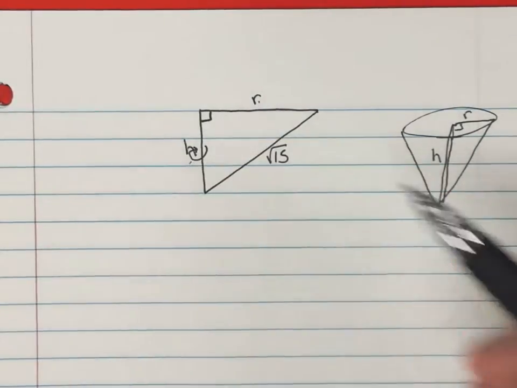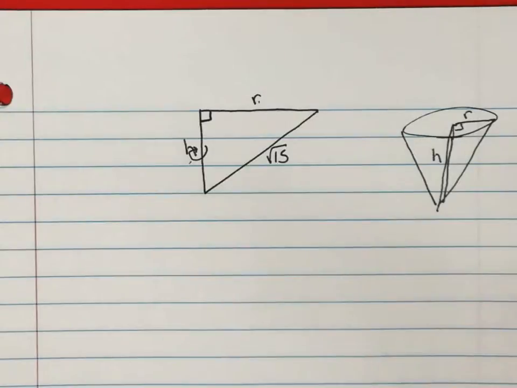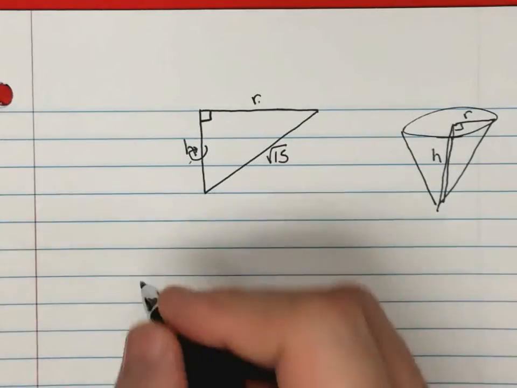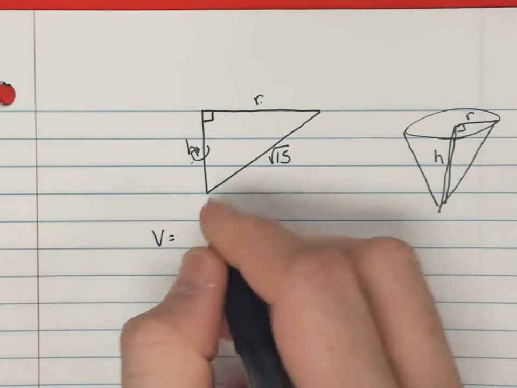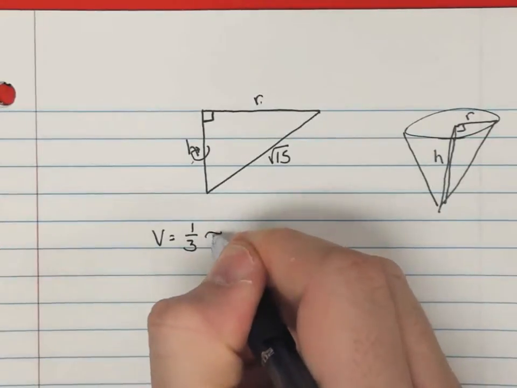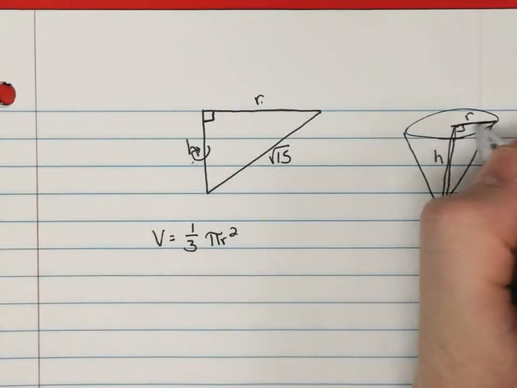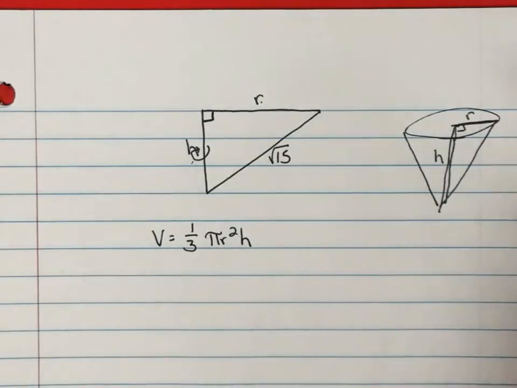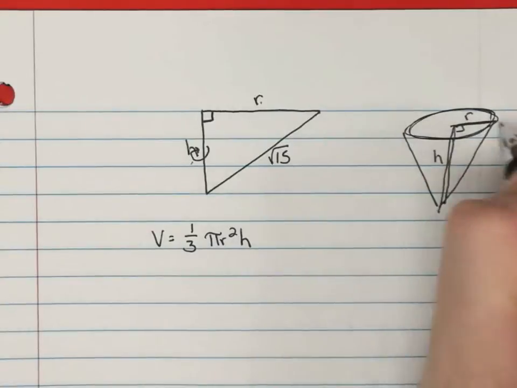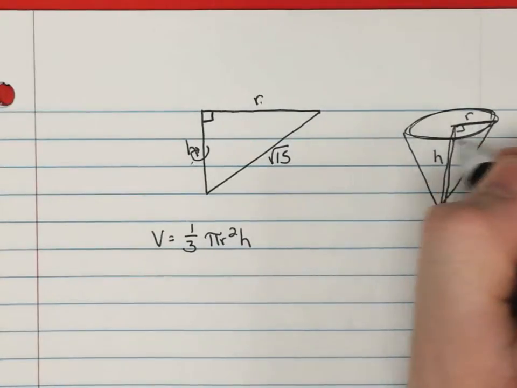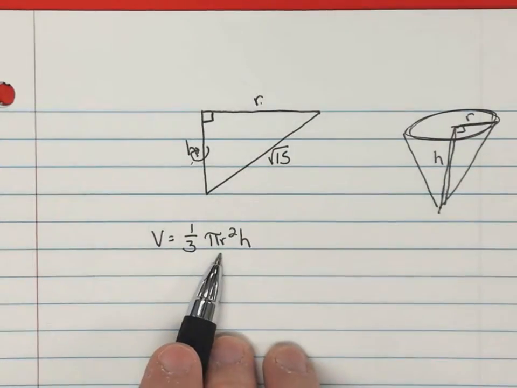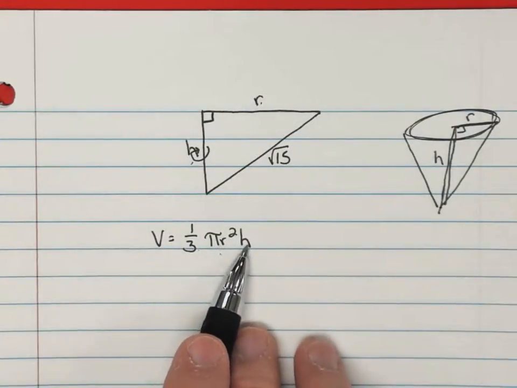I don't want R's and H's. If there's some way that we can define R in terms of H or define H in terms of R, let's do that. Because right now, here's what we have. Our volume formula, if you don't remember, is 1/3 pi r squared, where r is the radius of the base, times the height. The way I told you to remember that in geometry is find the area of the base, multiply it times the height, and then take 1/3 of it. That's what we've done here.